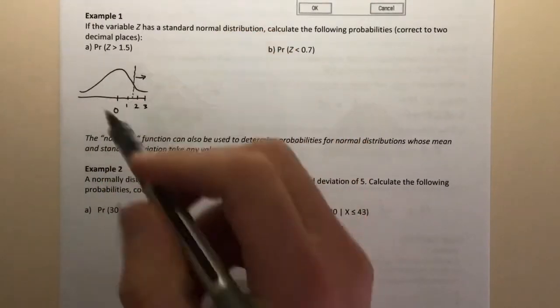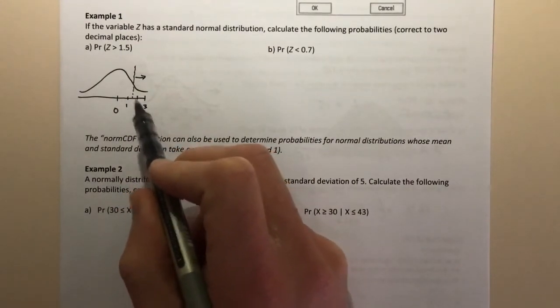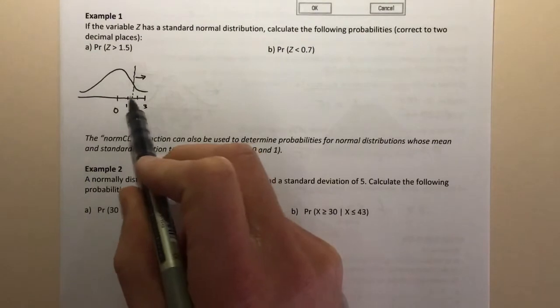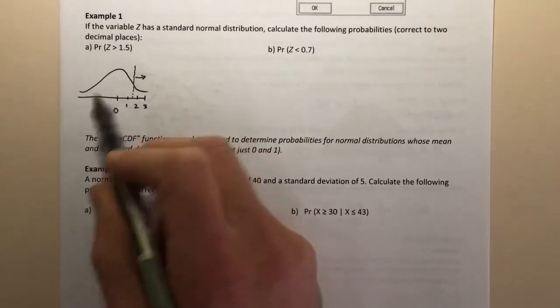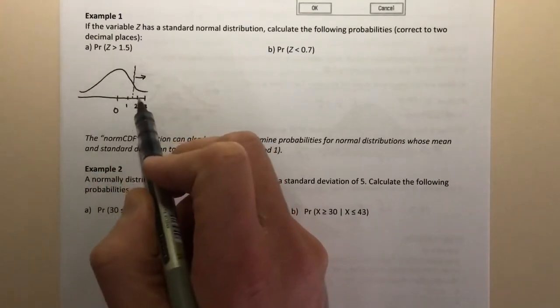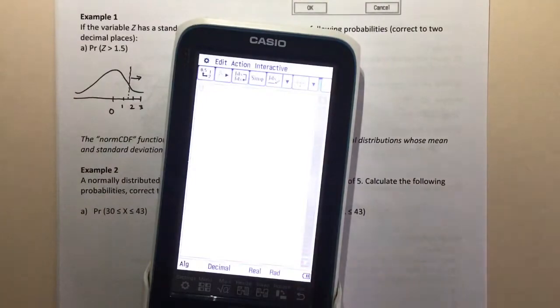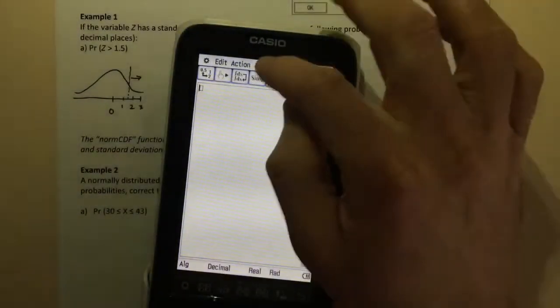One of the reasons that it's sometimes good to do this bell curve sketch, even if you don't need it, is because it gives you a sense of what the probability should be. Roughly speaking, we're expecting a relatively small probability because much more than half of the distribution is on the left-hand side of that line that I've drawn. So there's only a very small percentage of the distribution that's above 1.5. So let's run through the calculator commands. You're going to get very used to using these.